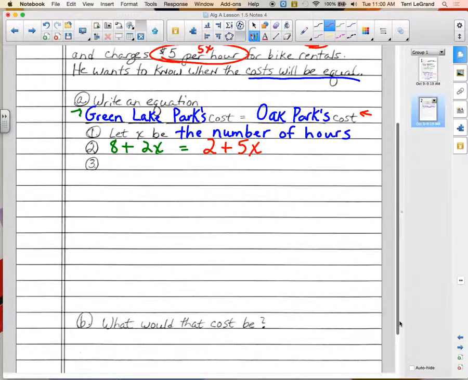Is it ready to solve or do we need to simplify? Solve. This one's ready to solve? You all agree? Okay, what should we do? Who wants to call the first step? Noah. Subtract the 2 from both sides.